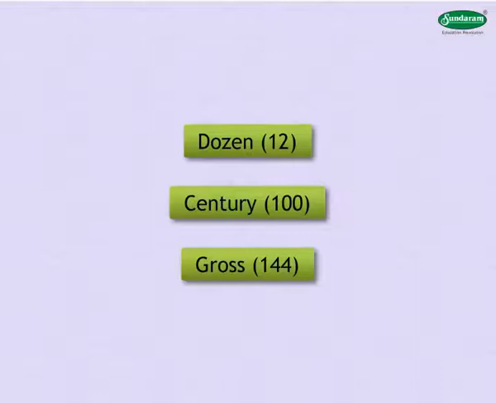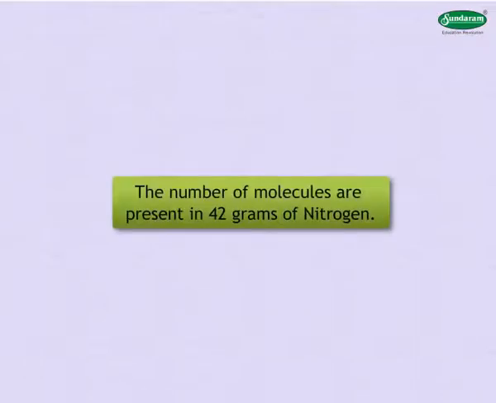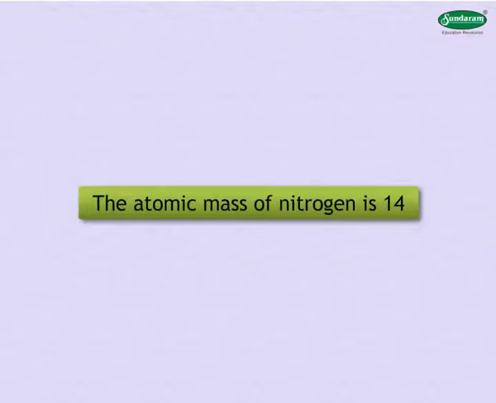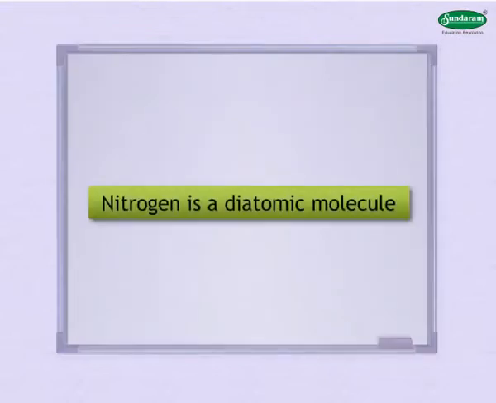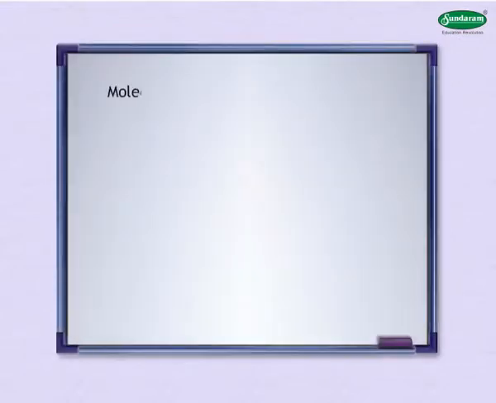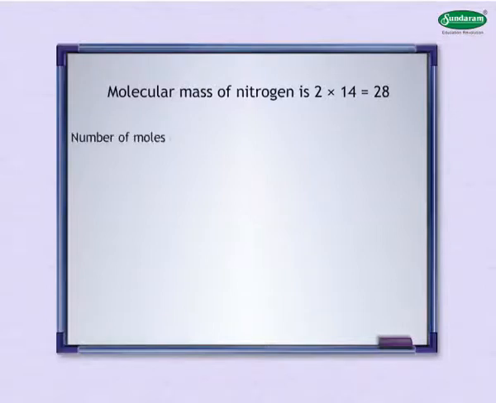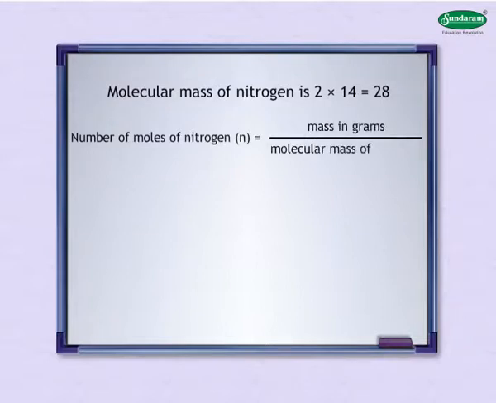Let us see an example to calculate the number of molecules present in 42 grams of nitrogen. Given, the atomic mass of nitrogen is 14. Solution. Nitrogen is a diatomic molecule. Thus, the molecular mass of nitrogen is 2 multiplied by 14, that is equal to 28. The number of moles of nitrogen is equal to the mass in grams divided by the molecular mass of nitrogen. Therefore, we have 42 divided by 28, which is equal to 1.5 moles.